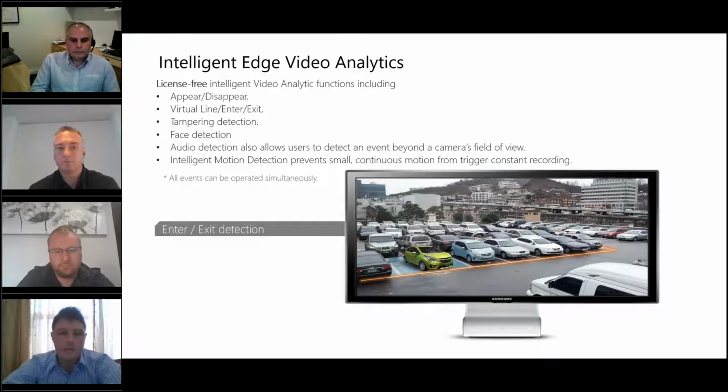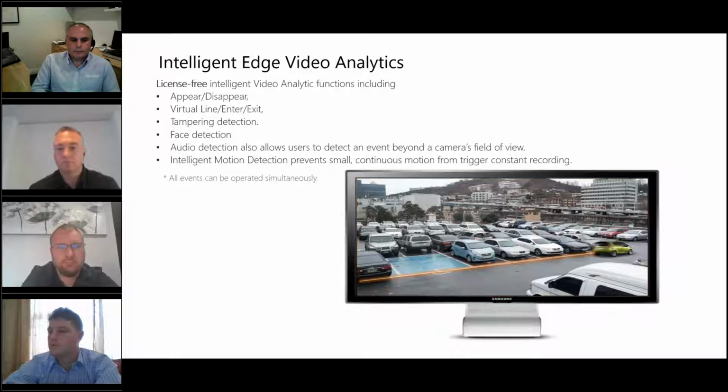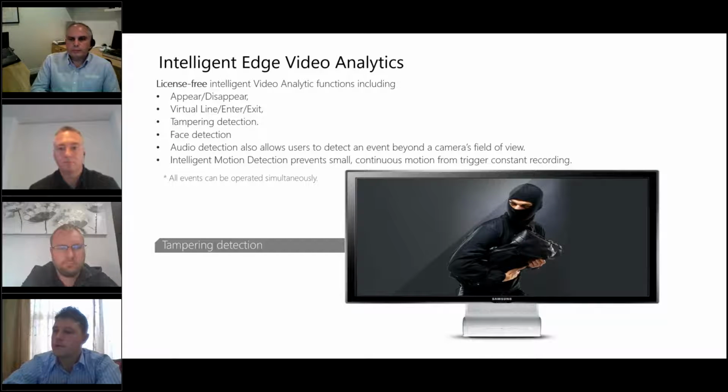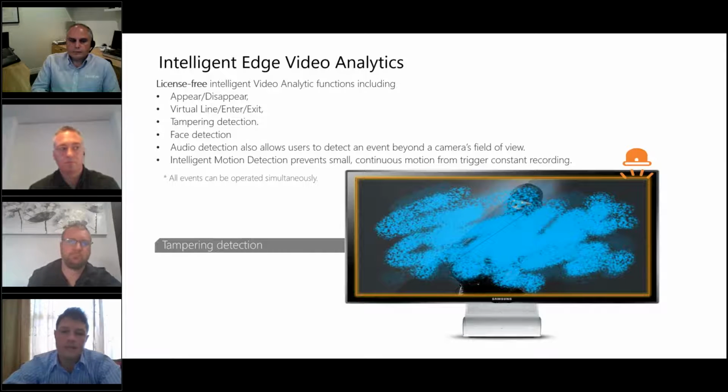Next, we have enter and exit detection, which works similarly. If any object enters or exits that predefined zone, you will get an alarm. The next one is tampering detection. From a tampering detection point of view, we can monitor the camera for anything like a covering up of the lens, movement, disconnection. Those type of events can also be notified into the OpenEye platform.